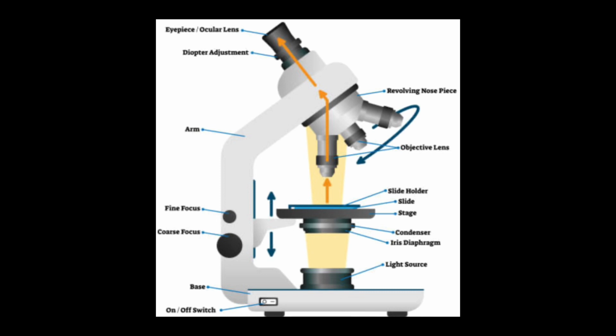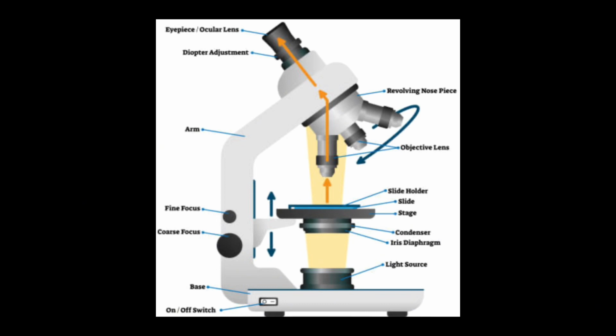Okay. And on the side, you can see there are 2 focusing knobs. There is coarse focus and fine focus. The coarse adjustment knob helps us to move the stage up and down quickly. And the fine focus, or the fine adjustment knob, is used for precise focusing, that is to increase the sharpness of the image or the clarity of the image.